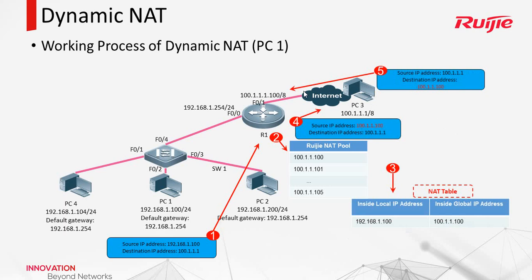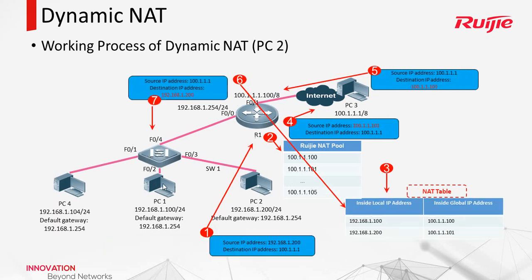PC3 replied. Router 1 will check the entry again, then translate from global to local, then send to PC1. For PC2, the same process, but it just chooses another IP address.